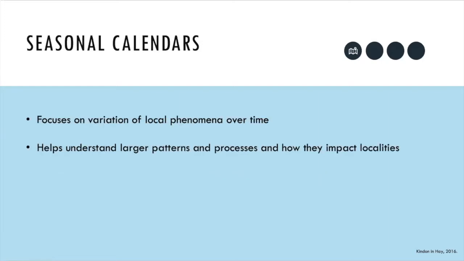Next I'm going to talk about seasonal calendars, which is a fairly simple mapping application. By focusing on a variety of local factors such as rain or snowfall, crop yields, or industry layoffs across time, researchers are able to gain understanding of larger patterns and processes that are at work and how they impact localities. This could be used to study employment, climate change, program development, marketing, or other cyclical things.